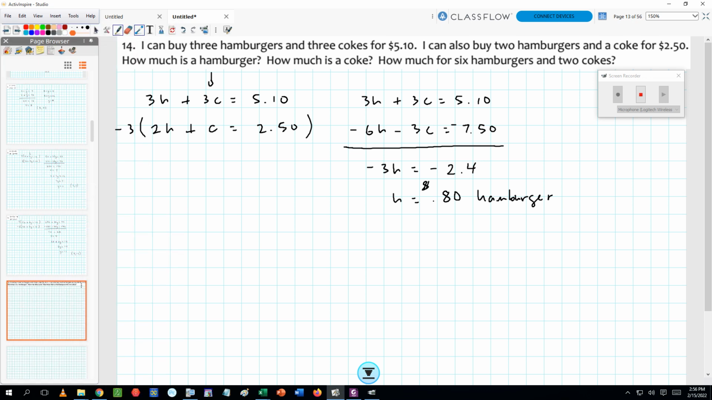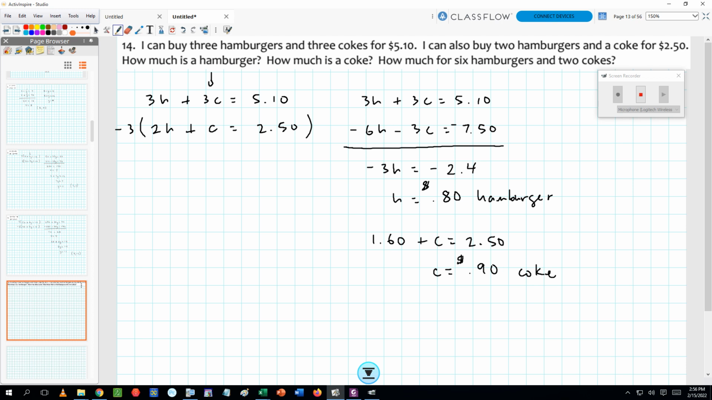So let's go back to one of these original equations. I like this bottom one here. It says 2 hamburgers. 2 hamburgers will be $1.60 plus a Coke is $2.50. Subtract the $1.60 over. A Coke is 90 cents. How much is a Coke? A Coke is 90 cents.